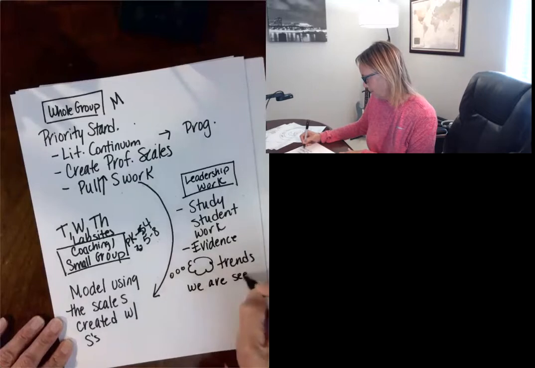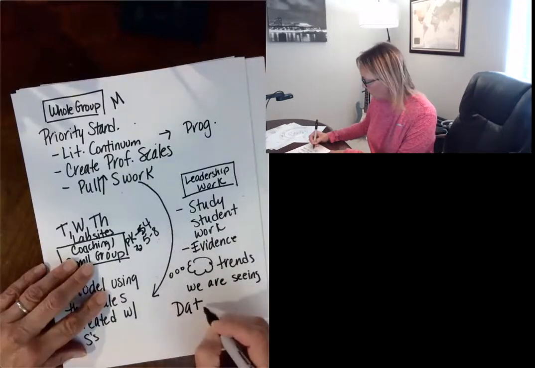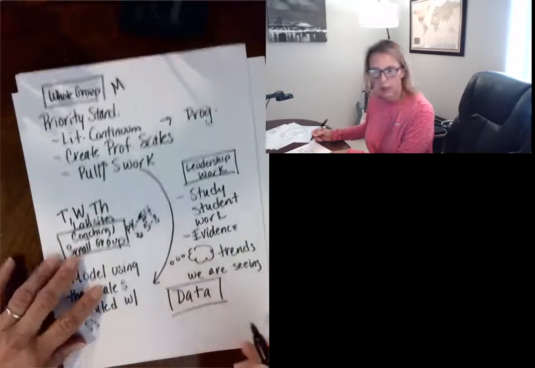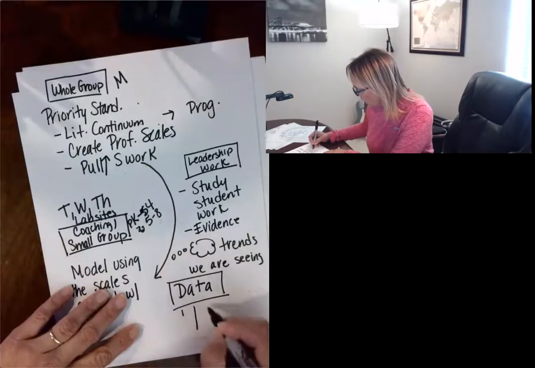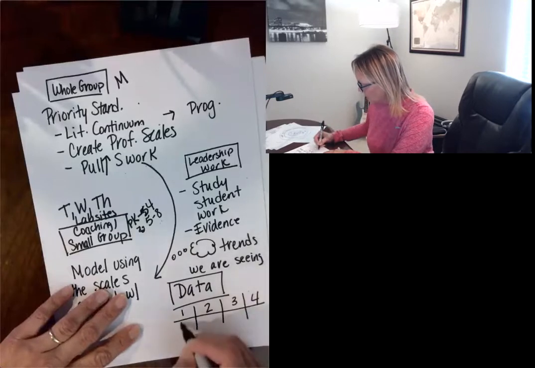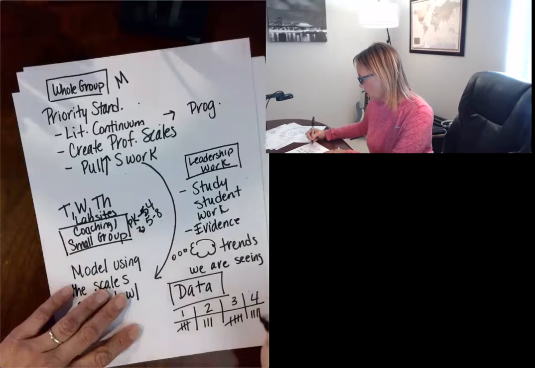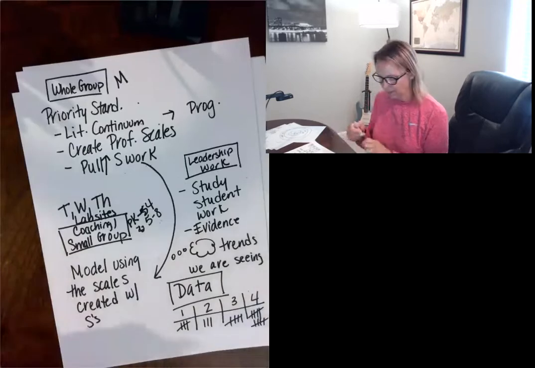Okay, the data collection we'll be doing during this time is super easy. Just collectively as PLCs and teams, we're going to look at our proficiency scales and just tally again where students are on the proficiency scale. All right.